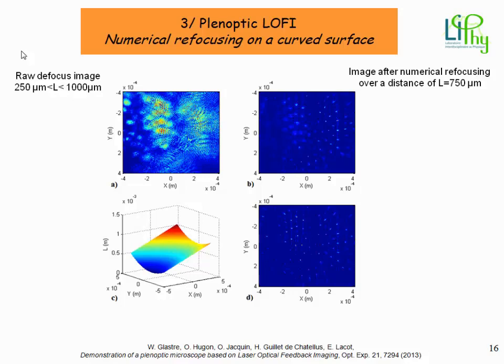Finally, image C shows the best focusing surface, and image D is the synthetic aperture image on this surface. On this image, one can see that now all the beads are sharp, due to the fact that all the beads are well refocused, and this despite their different initial positions along the optical axis of our setup. So with our LOFI Plenoptic microscope, we are able to focus on any surface, and this is an example of a curved surface.